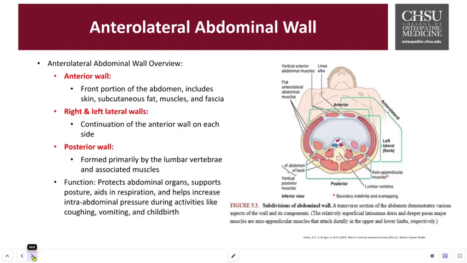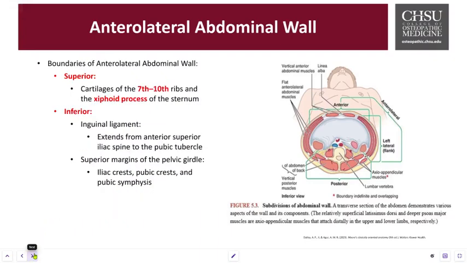of the wall. On the right, you can see a subdivision of the abdominal wall, a cross-section, showing you the components from the anterior all the way down to posterior. And we have the flat anterolateral abdominal muscles on the left and right side. And on the back, we have the posterior chain showing you the lumbar vertebrae.